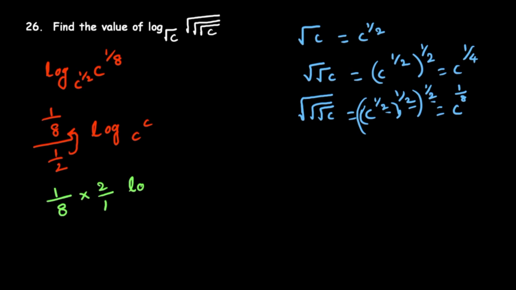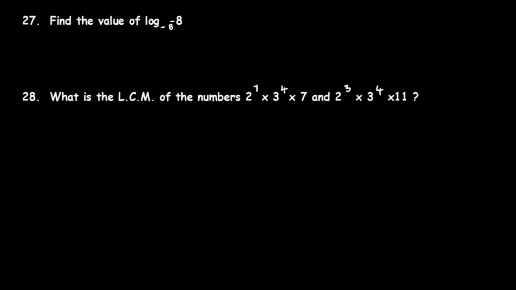So we get here 2 1 2 4 times are cancelled. That means it is 1 by 4 into log c base is 1. So finally we get the answer is 1 by 4. Question 27. Find the value of log minus 8 base minus 8.